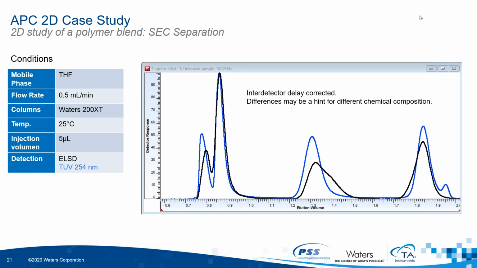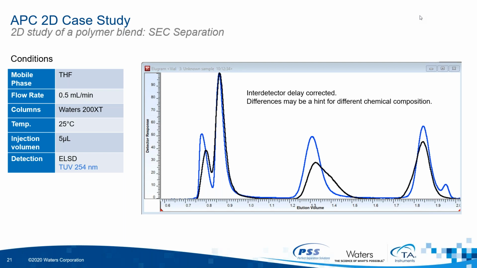And I will now round up this webinar with some data. After Jenny and Daniela covered what the capabilities of APC and WinGPC are and what they can do for you, I would like to walk you through some examples. In this example here, a polymer blend consisting of 8 polystyrene and polymethyl methacrylate samples was separated.